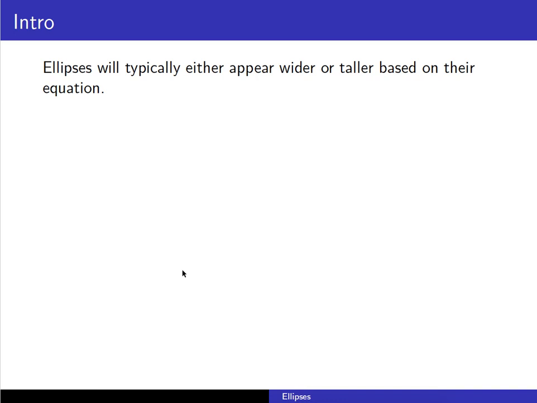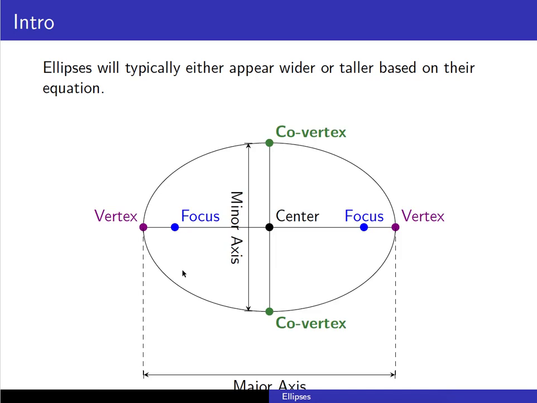So ellipses are typically going to appear either wide or tall, wider or taller, based on their equation. Here we have an ellipse that's wider than it is tall.